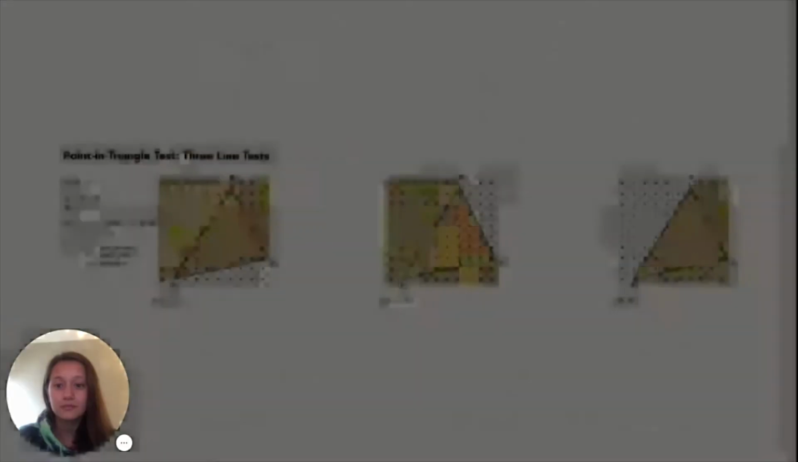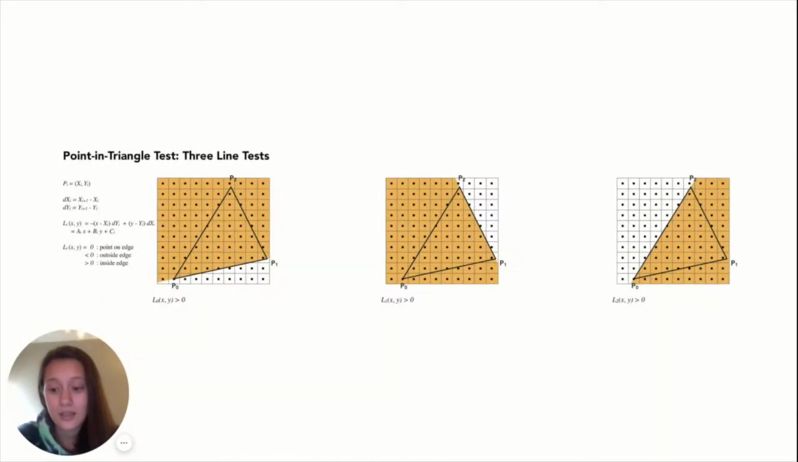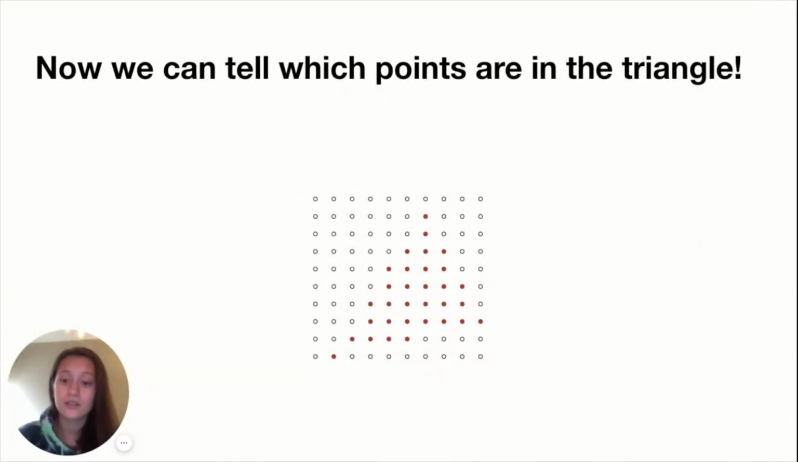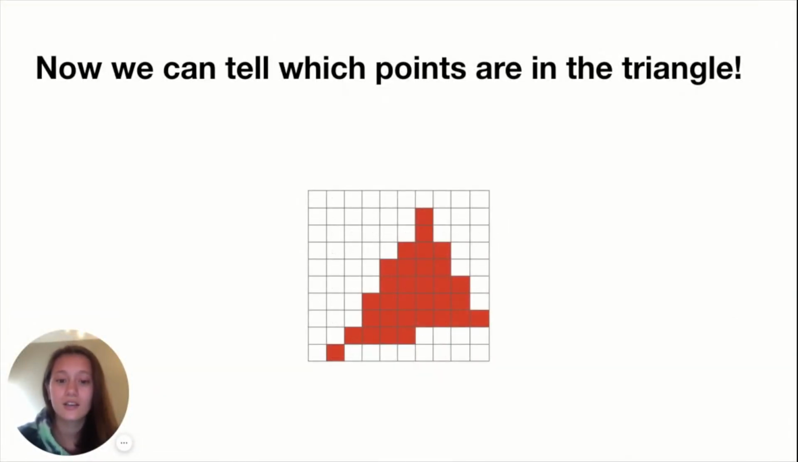Then we perform the same test I just described for every side of the triangle, as you can see here, and if your pixel is on the correct side of the line for all three of these tests, then it is inside the triangle. If it fails one of these tests, then you know that it is not in the triangle. Then you just repeat this for every pixel on your screen, and you get something that looks like this. It looks kind of like a triangle.